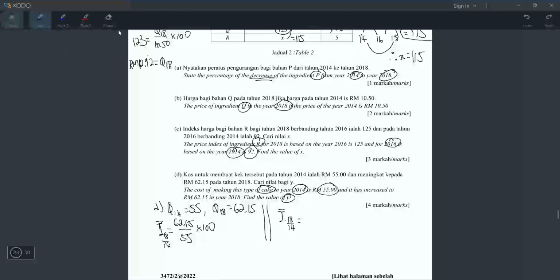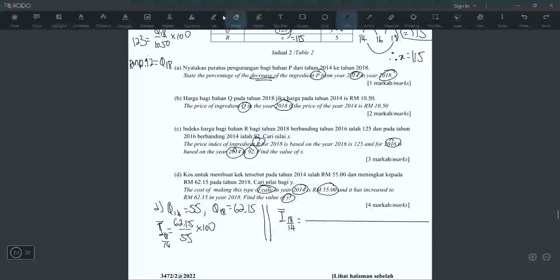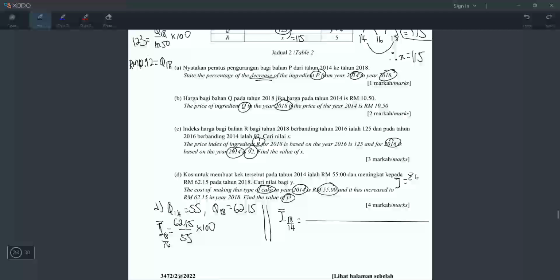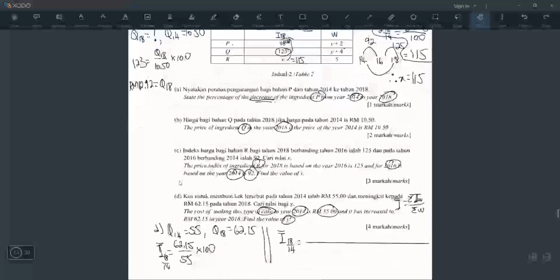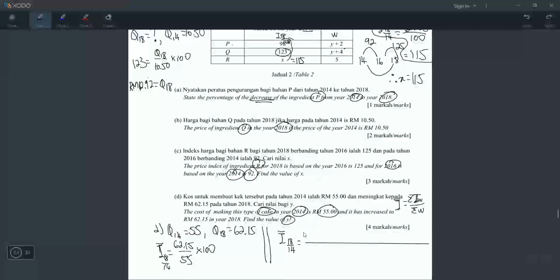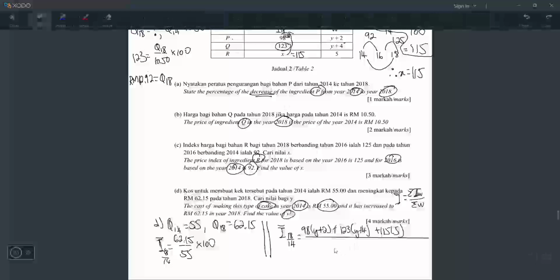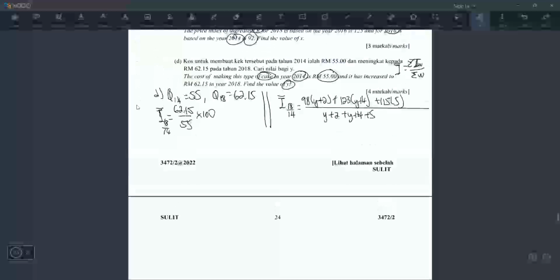So which formula will I use? The second formula. And what is the second formula? Do you remember the formula for composite index? You have to take the sum of I times W divided by the sum of W, right? But you are finding the average I for 1814. It means this I also has to use the 18 over 14 I. It means later I have to take 98 times Y plus 2, like that, right? Because this is 1814, the year matches already. So 98 times Y plus 2, plus 123 times Y plus 4, and then the last one is 115 times 5, okay? And then at the bottom is all the weightage added together. So what is the weightage added together? Y plus 2 plus Y plus 4 plus 5, okay? Now we just continue from here, then we will get to the answer.